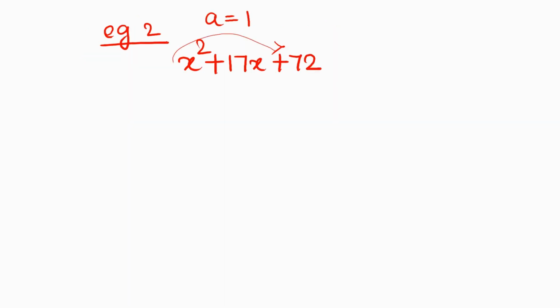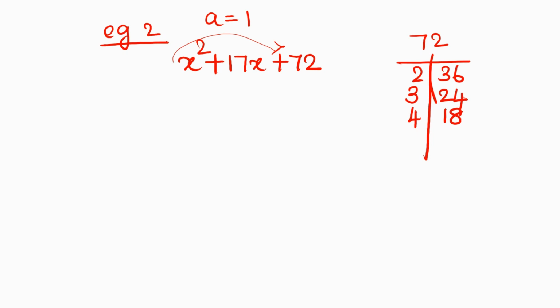Consider example number 2, where x square plus 17x plus 72. Here a value is 1. So 72 can be written as 2 into 36, 3 into 24, 4 into 18, 6 into 12 and 8 into 9. Now add and subtract these two values. 2 plus 36 is 38, 36 minus 2 is 34.